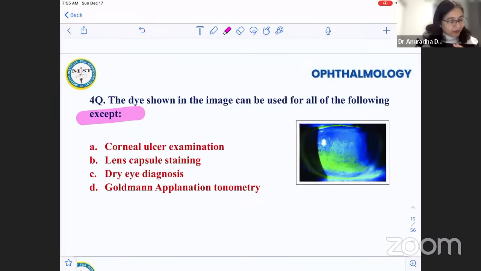Dr. Alam, you are talking about option 2 in the previous question. In the previous question, option 2 was CRAO, central retinal artery occlusion. In central retinal artery occlusion, you will see RAPD or Marcus Gunn pupil. Okay, so now I am at question number 4, beta.